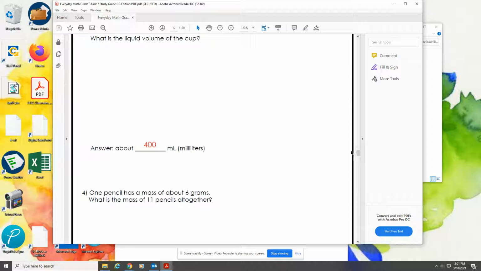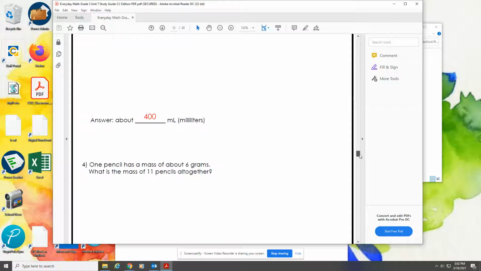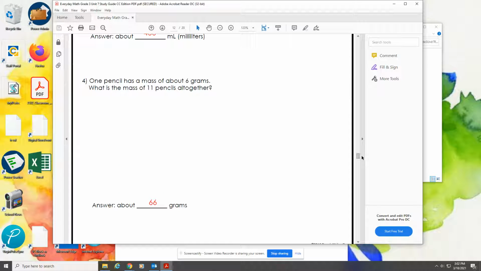One pencil has a mass of about 6 grams. What is the mass of 11 pencils altogether? So 11 times 6 is 66.